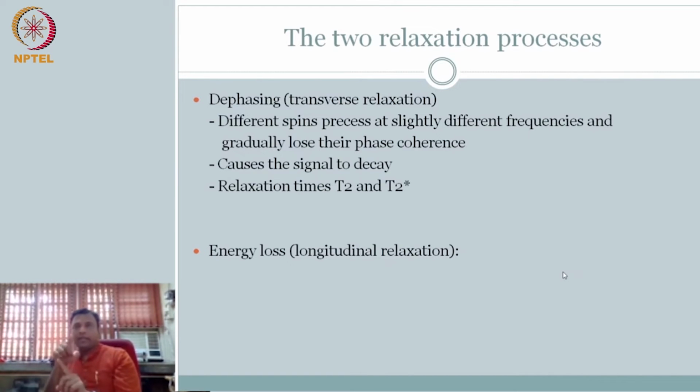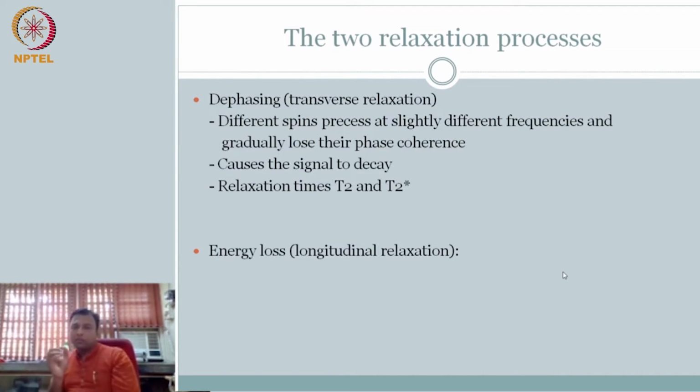So what happens when one spin interacts with another spin? Some spins can be slightly faster, some can spin slightly slower. Even though we said all of them have the same omega, the precession frequency, there could be slight differences, because each nucleus is surrounded by a different number of other nuclei. All this is slightly different.